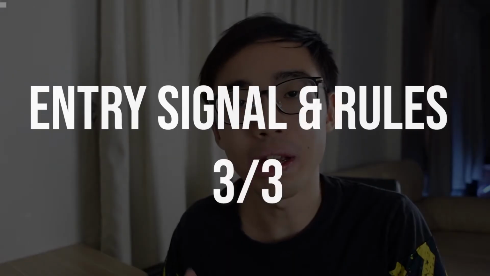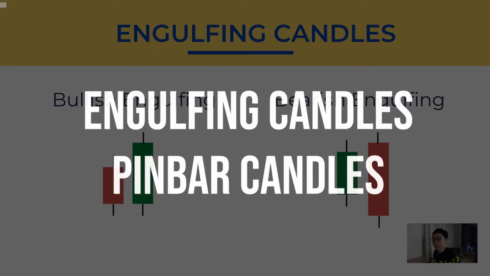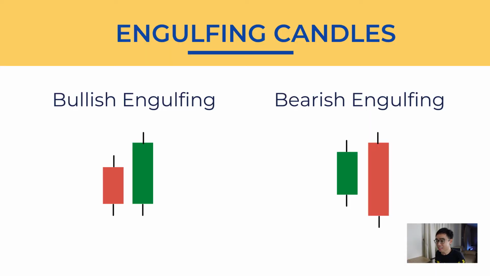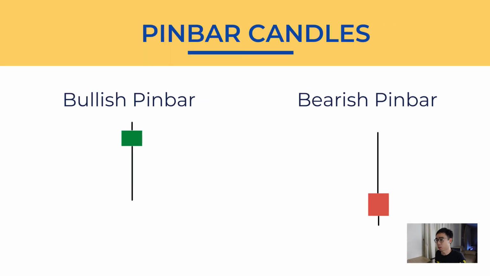Now that we have identified our zones, we want to wait until price reaches this zone and shows a trigger candle. What are our trigger candles? Let me show you now. We are looking for strong reversal candles, which are engulfing candles and pin bar candles. Engulfing candles look like this, and pin bar candles look like this.